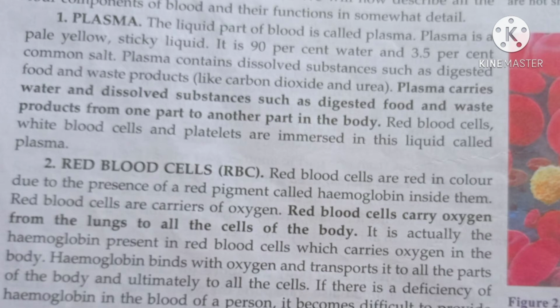Now, red blood cells. Red blood cells are red in color due to the presence of a red pigment called hemoglobin inside them. Red blood cells are carriers of oxygen. Therefore, what is the function of the red blood cells? Red blood cells carry oxygen from the lungs to all the cells of the body. It is actually the hemoglobin present in red blood cells which carries oxygen in the body. It is the presence of hemoglobin which makes the blood appear red.